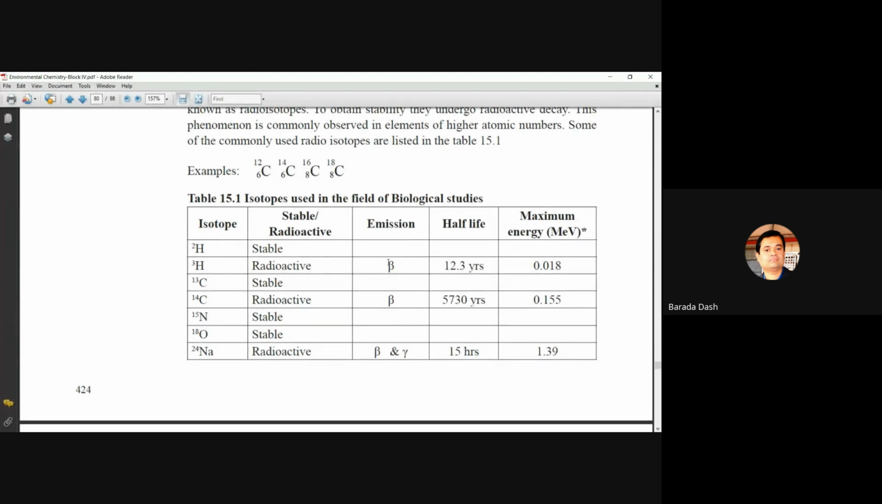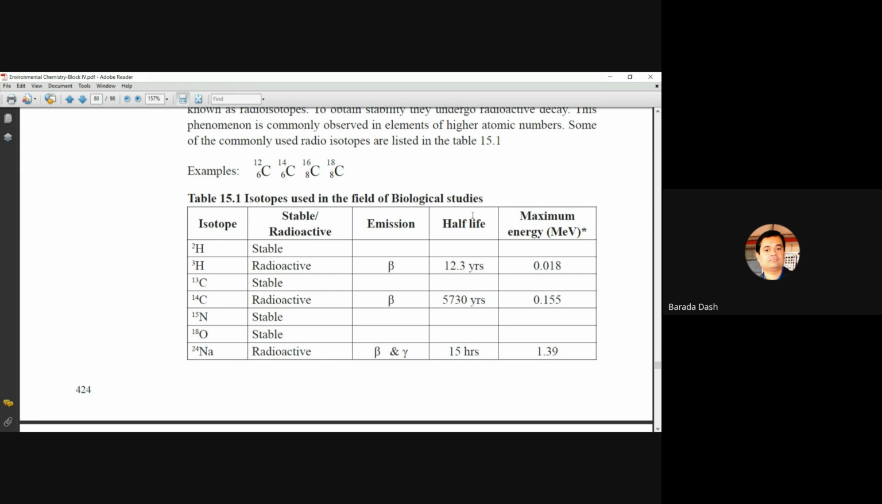So what are the emissions that are coming? H3 beta emission, C14 beta emission, and sodium 24 with beta and gamma. Half-life means the amount of time required for decaying half of the amount of the radioactive compound. If you have 1 gram of a radioactive element, tritium H3, after 12.3 years it will be 0.5 gram. So that means half of it will be completely lost due to radioactivity.